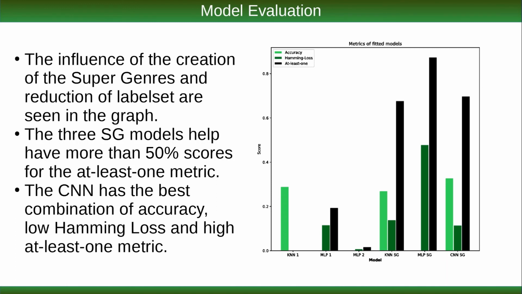Finally, the convolutional neural network has the best combination of accuracy, low Hamming loss, and high at least one metric. So that one would be a good one to develop further.